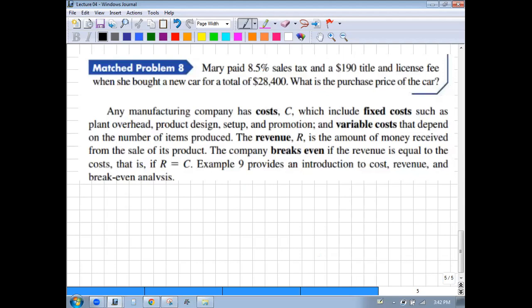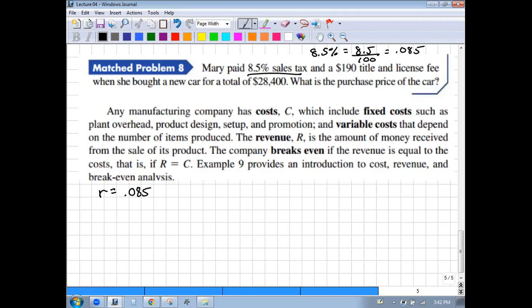Mary paid 8.5% sales tax. So our tax rate is 0.085. Remember, you always get rid of the percent symbol, right? The percent symbol is just shortcut notation for writing over 100. When you divide by 100, you're moving the decimal to the left twice.